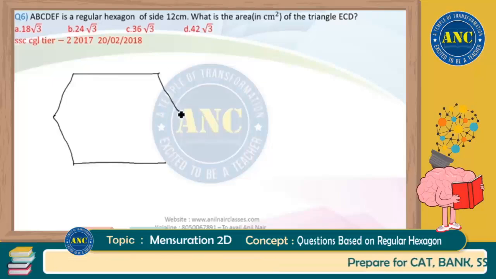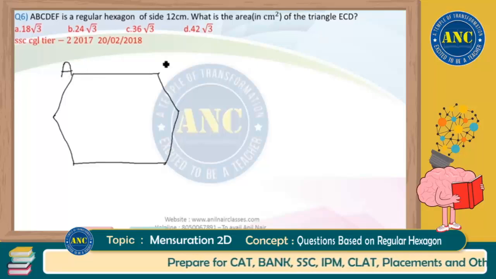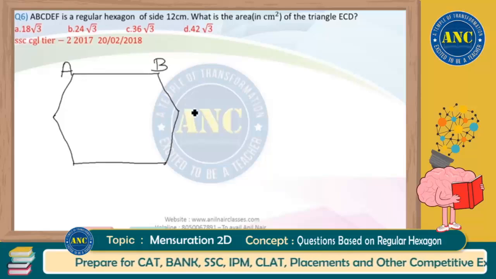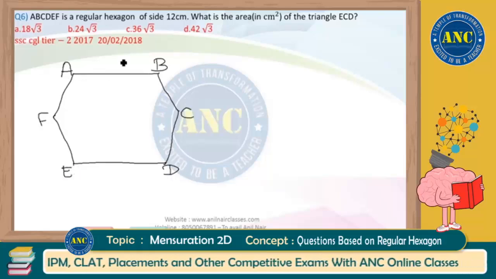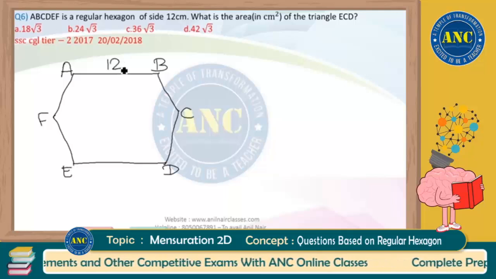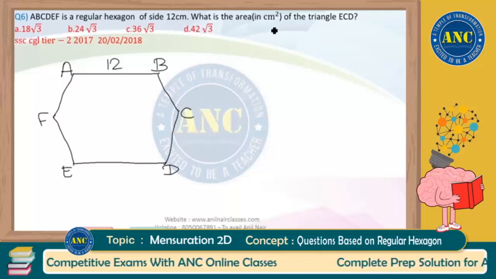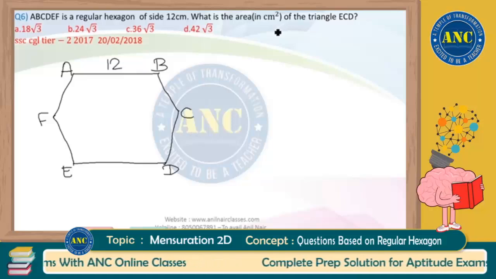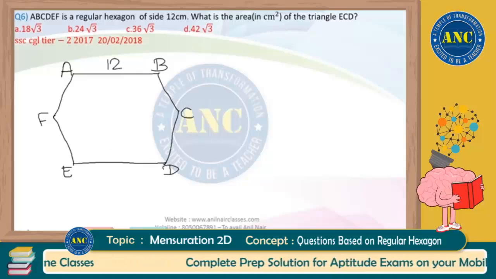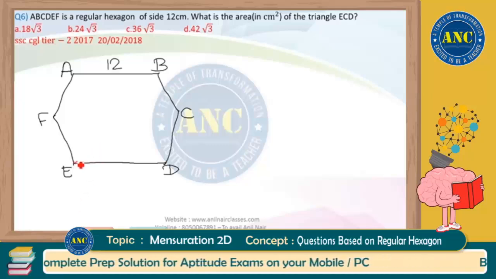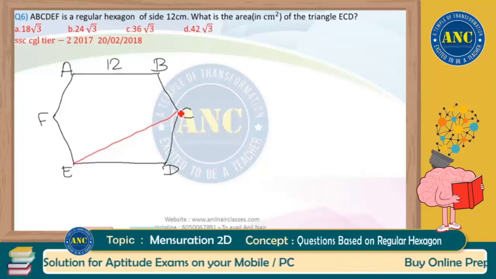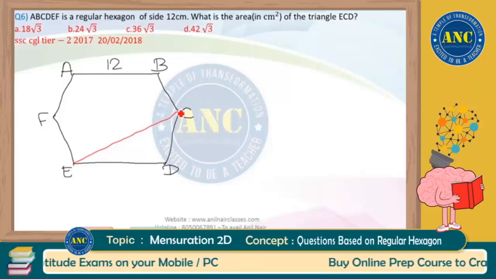ABCDEF is a regular hexagon of side 12 centimeter. Let me name it also. It is ABCDEF, right? Each side is 12 centimeter. What is the area of triangle ECD? That means there is some triangle called ECD, and this particular triangle's area is what they are asking in the question.